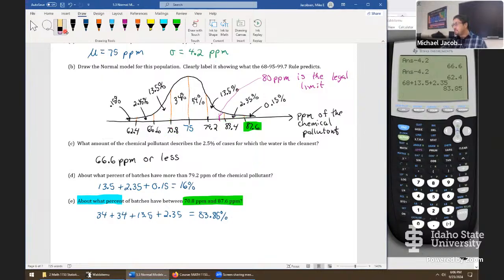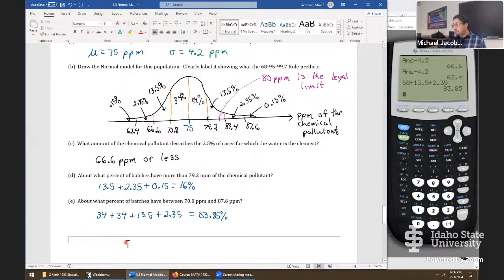Let me just get these highlights off real quick. Let's call this just a follow-up question. Or maybe better, let's call this a preview question.